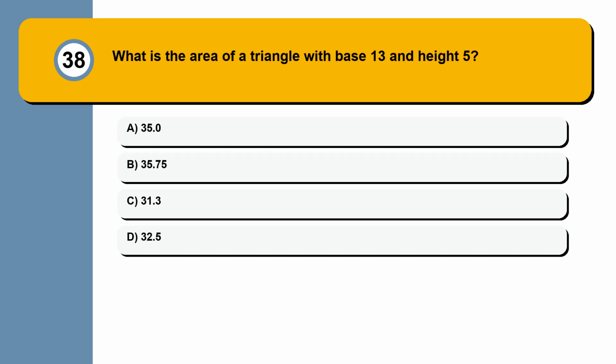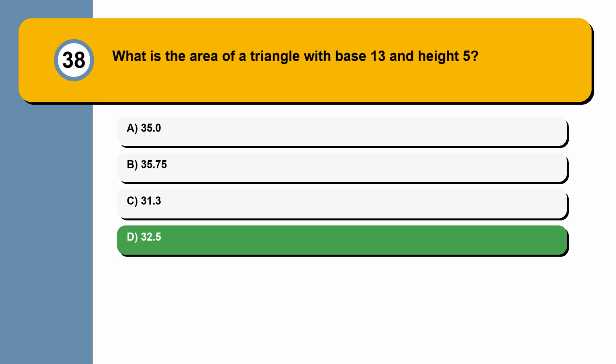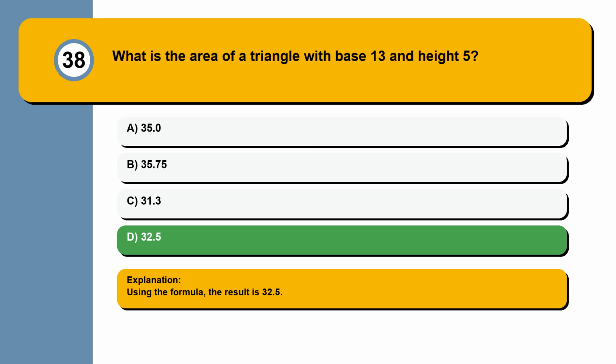Question 38. What is the area of a triangle with base 13 and height 5? 35.0, 35.75, 31.3, 32.5. Using the formula, the result is 32.5.